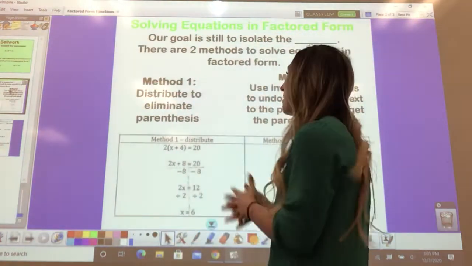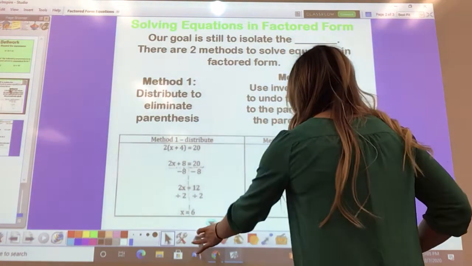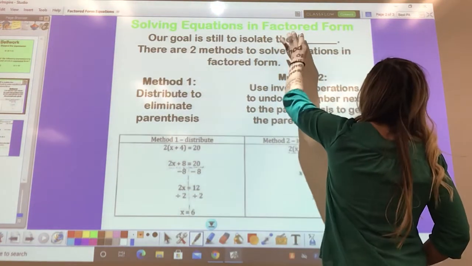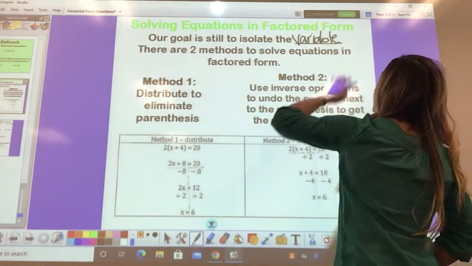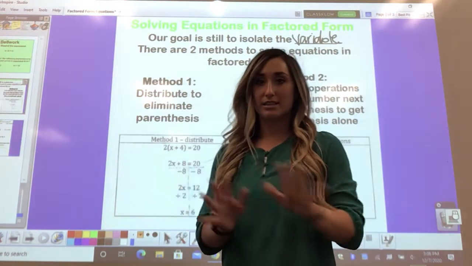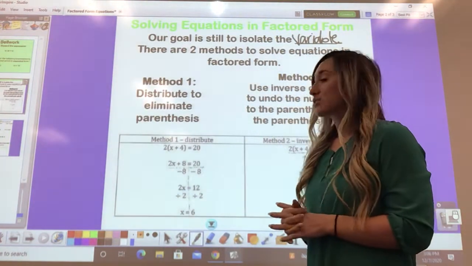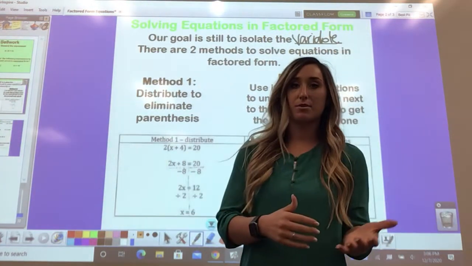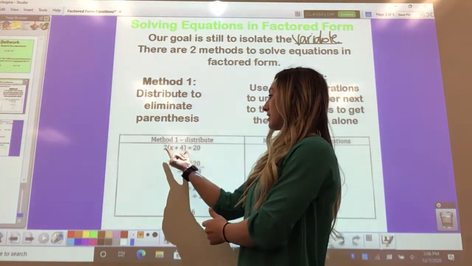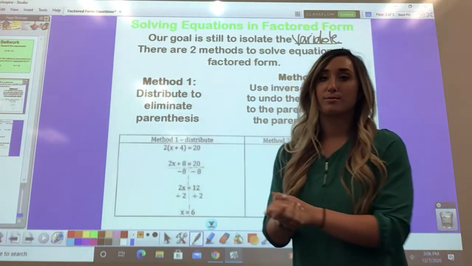So anytime we're solving equations, our goal is always to isolate the variable. We want to get x by itself. And when it comes to solving equations in factored form, factored form, which we talked about when we were dealing with expressions, looks something like this: there's a number outside of the parentheses multiplying by the terms inside the parentheses.